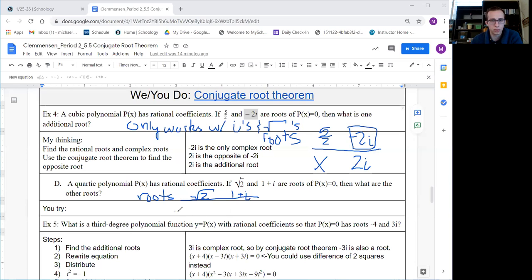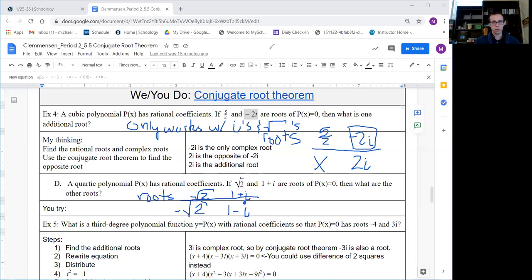The 2 numbers should have been the negative square root of 2 and then 1 minus i. All right, those are my 2 other roots. Opposite sign, opposite sign. That's all it is. Take the opposite sign. And again, this only works if it is an i or a square root.